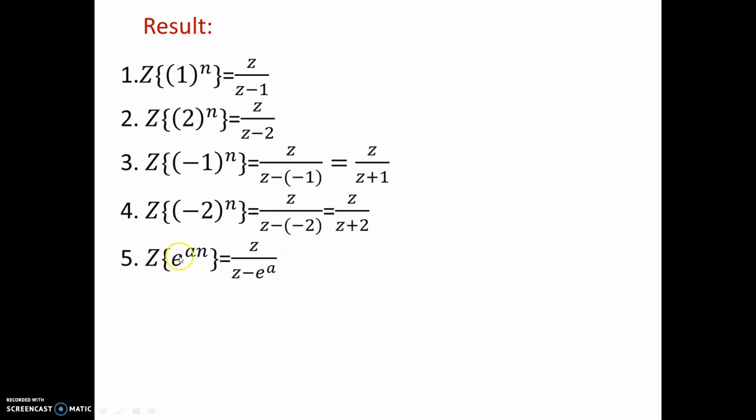And Z transform of e power a n equal to z divided by z minus e power a. In place of a is e power a in the previous problem, we get Z transform of e power a n equal to z divided by z minus e power a. Z transform of e power minus a n can be written as Z transform of e power minus a the whole power n. Put a equal to e power minus a in the previous problem, we get Z transform of e power minus a n equal to z divided by z minus e power minus a.